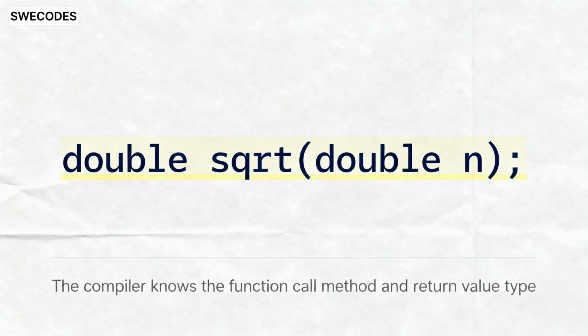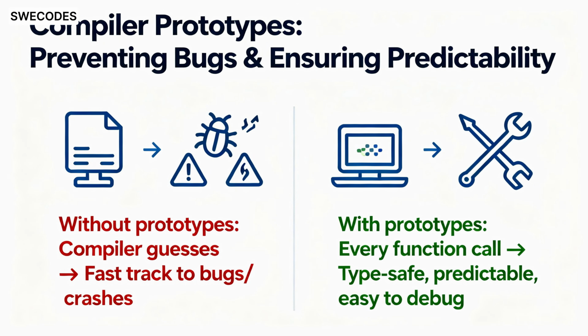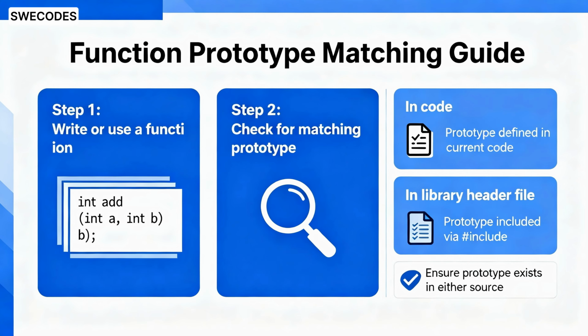It's basically a contract, defining the input and the output types, so your program and the library can talk to each other correctly. Without prototypes, your compiler would be guessing, and that's a fast track to bugs or crashes. With them, every function call is type-safe, predictable, and easy to debug. So the moment you write or use a function, always make sure there's a matching prototype, either in your code or in a library header file.